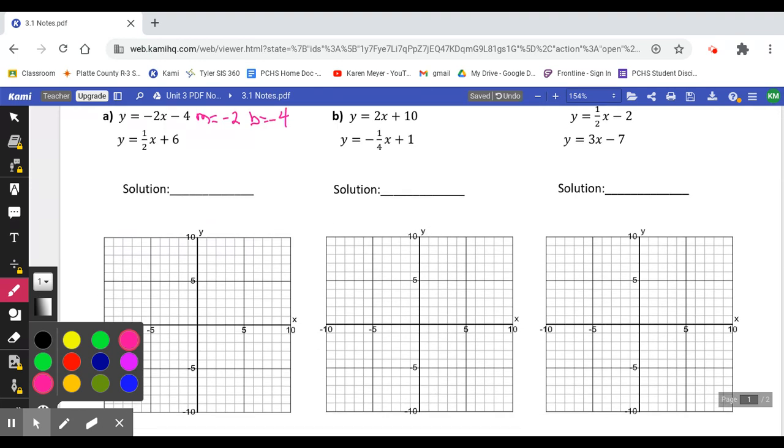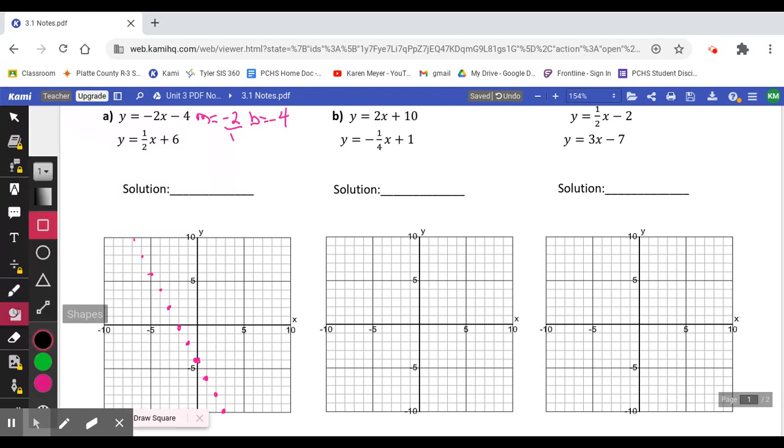So I'm going to graph that like normal. I'm going to put negative 4 on the y, and then I'm going to think of my slope as a fraction. So that would be down 2, right 1. Now remember, you can also do your slope backwards. So you can go up 2 and to the left. Now when you're drawing in these lines, you want to make sure that you're drawing them as straight as possible.